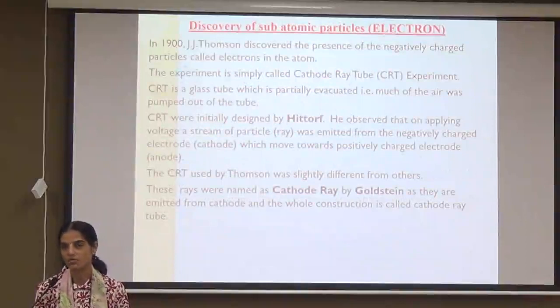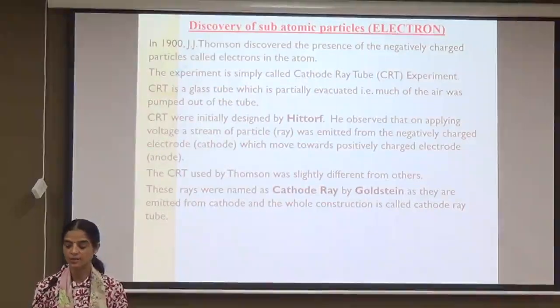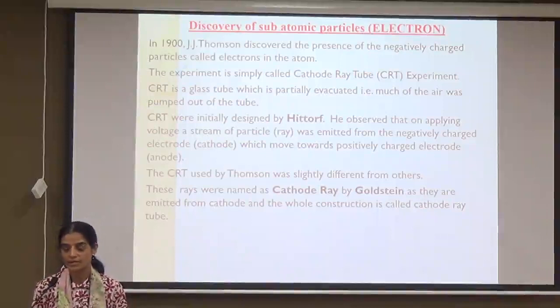Now the discovery of different subatomic particles. First is the discovery of electron. J.J. Thomson discovered the presence of negatively charged particles called electrons in an atom. A simple experiment which was conducted by him is called cathode ray tube experiment.